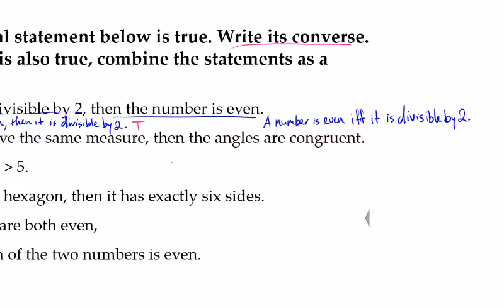All right, so there it is. And remember that biconditional is interchangeable, so we could also write a number is divisible by 2 if and only if it is even.